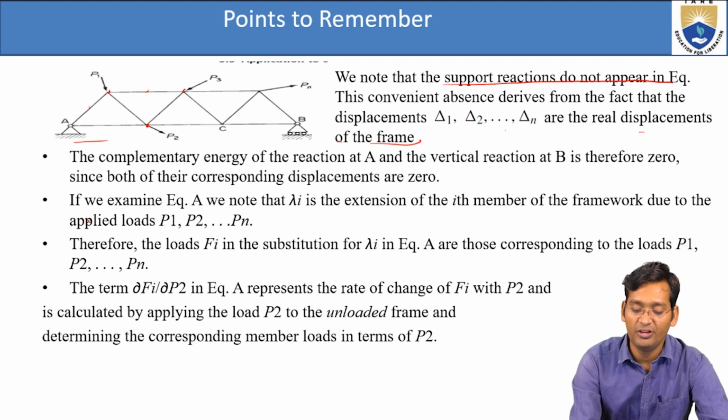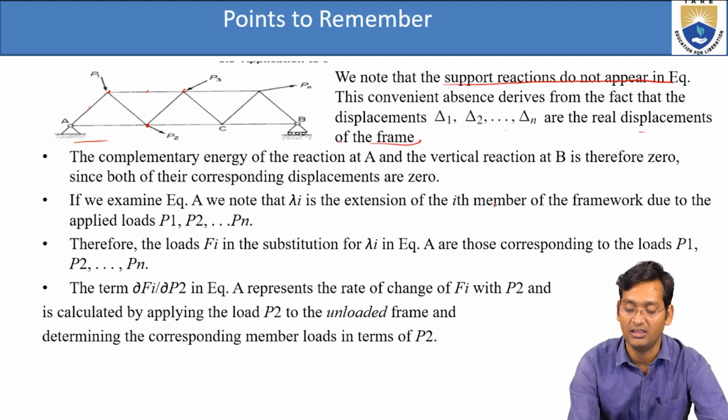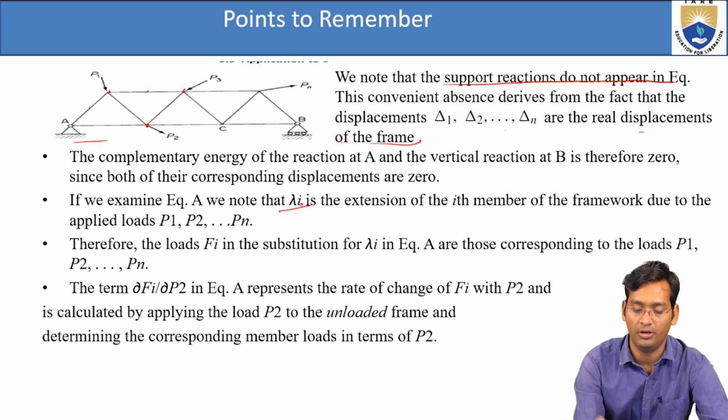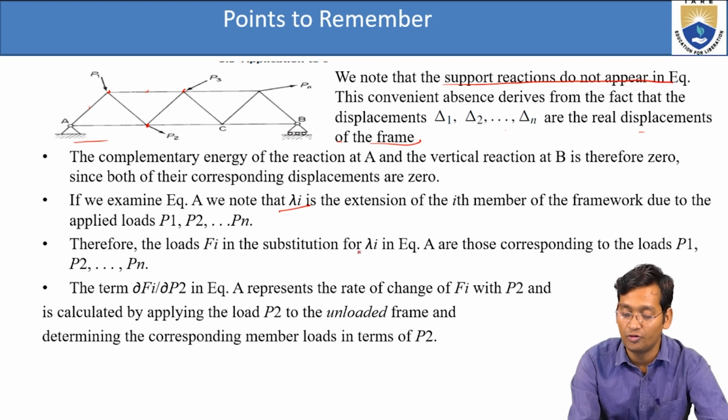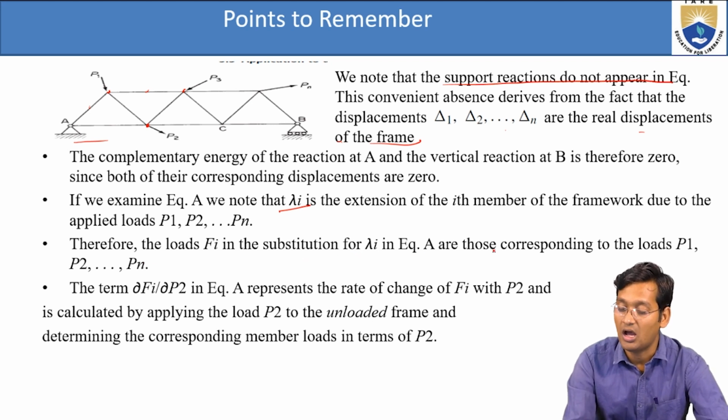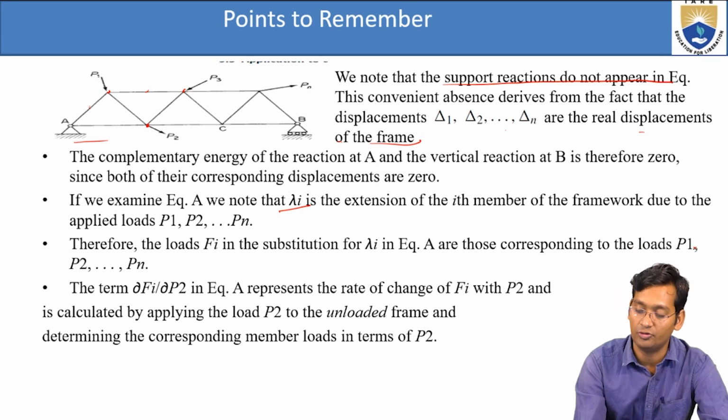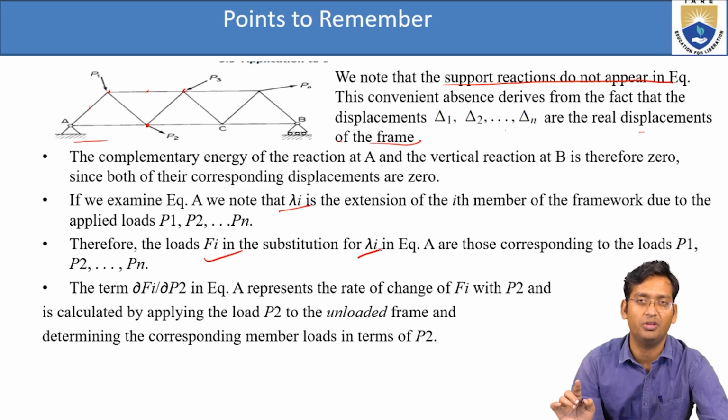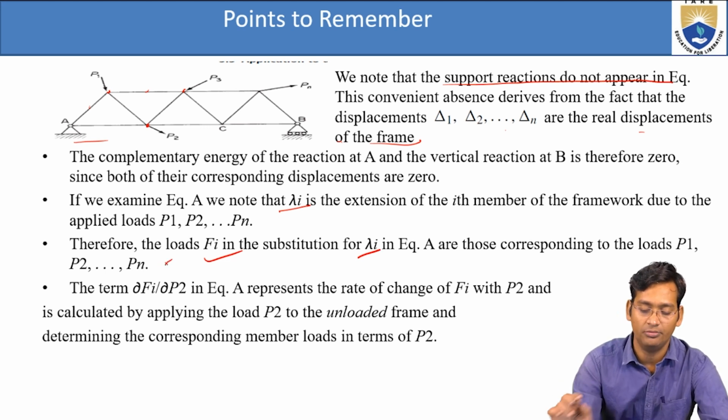If we examine equation A from earlier, we note that lambda i is the extension of the ith member of the framework due to the applied loads P1, P2. We had already seen that we have to find lambda i. Therefore, the loads Fi in the substitution for lambda i in equation A are those corresponding to the load P1. So because of P1, whatever Fi is there, lambda i is Fi into Li by Ai into Ei, which we have to find.